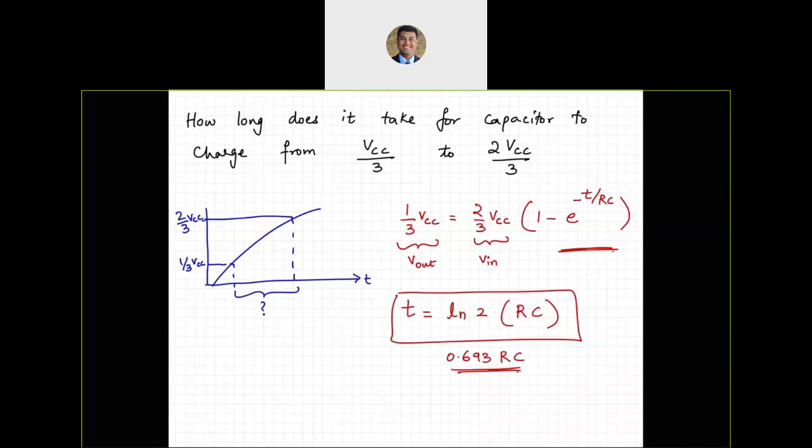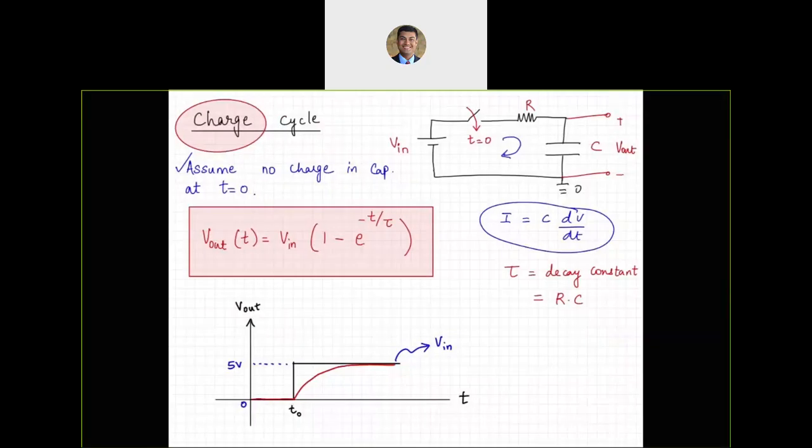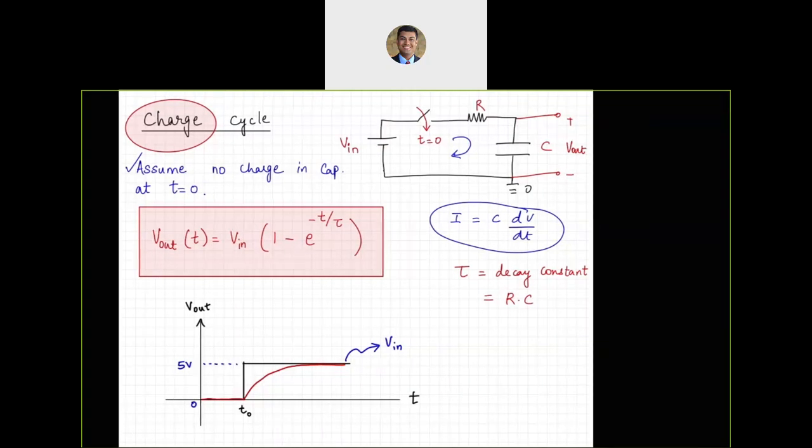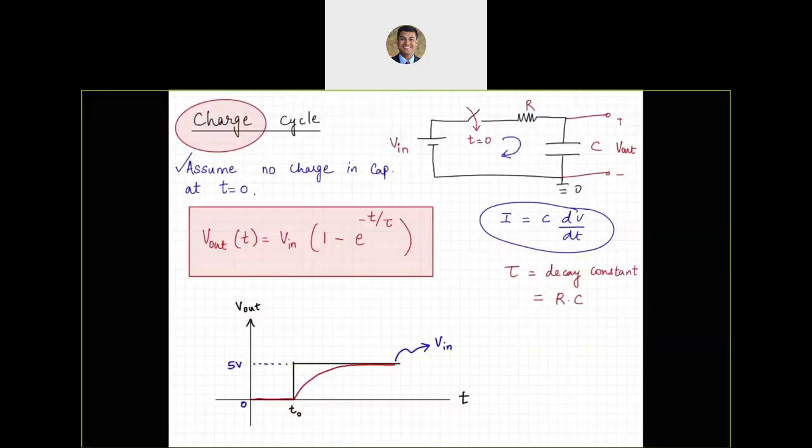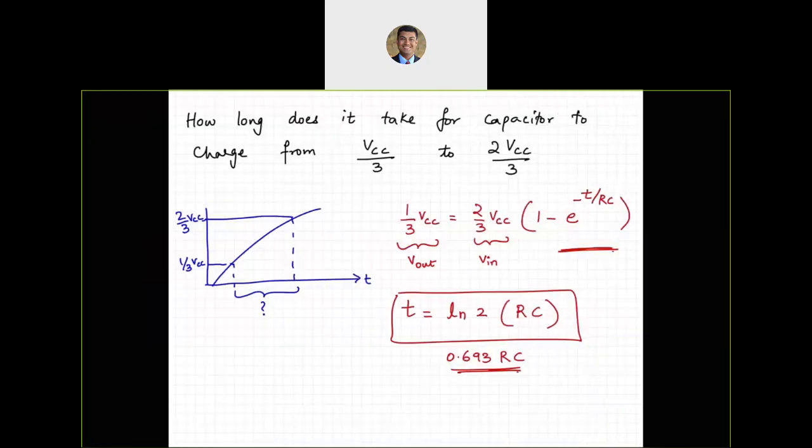So the question online is, are we not going from 1/3 to 2/3? So why is V out 1/3 VCC? Here, my voltage is going to slowly start increasing. The V in is essentially my final voltage, right? So if V in is 5 volts, my output will eventually rise to 5 volts. So that's why V in is a 5 in this case, because my final voltage is 5. In this case, my final voltage is 2/3, so that goes in that spot, and V out is my starting point.